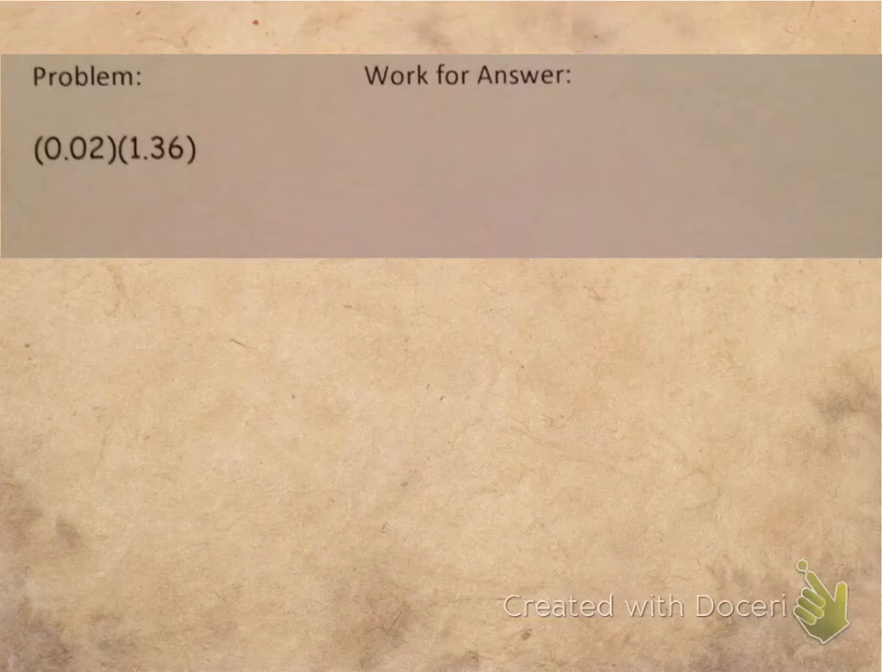Okay, our second problem is 2 hundredths multiplied by 1 and 36 hundredths. Now remember that any number being multiplied by a number less than 1 is going to end up a smaller number. So our first step said to estimate. We're not going to estimate on this one. That is a tool for you. If you don't know where to go, or you're unsure if your answer makes sense, estimate to see if it makes sense. So we're going to go straight into this one.